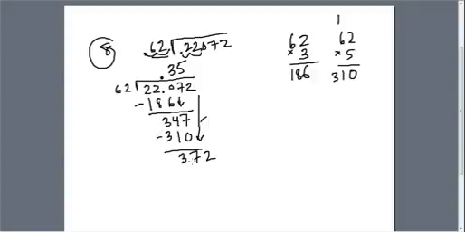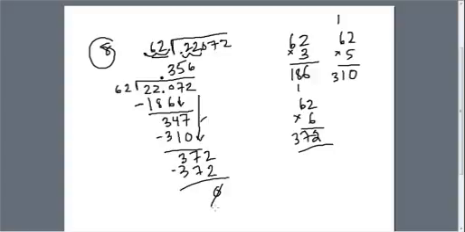62 goes into 372. Well, 62 went into 5 times for 310. I bet you 62 times 6 will get us pretty close to 372. 2 times 6, 12. Write down the 2, carry the 1. 6 times 6 is 36, plus 1 is 37. And lo and behold, 372. That's exactly what we need. So we'll write down the 6, subtract 372, and we see we have no remainder.